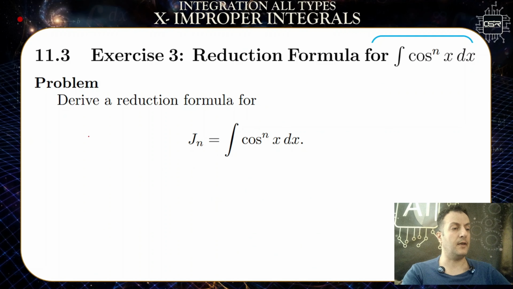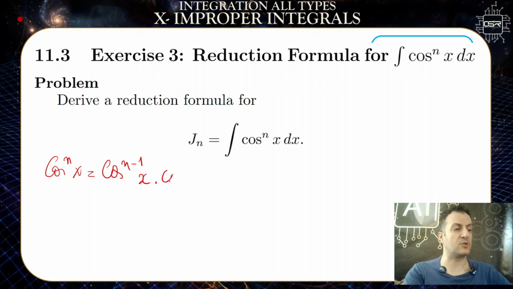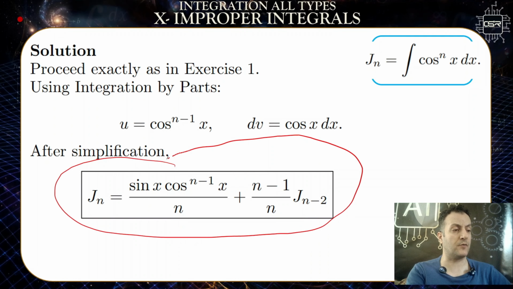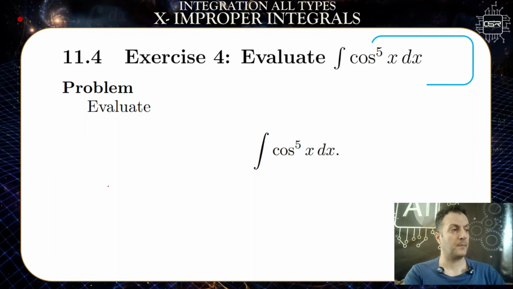J_n equal integral cosine to the power of n x dx. Cosine to the power of n x also can be written as cosine to the power of n minus 1 x times cosine x. Let's solve it. u equal cosine to the power of n minus 1 x, dv equal cosine x dx. After simplification, you get J_n equal sine x cosine to the power of n minus 1 x over n plus n minus 1 over n J_(n minus 2). Using the same formula, integrate cosine to the power of 5 x dx.